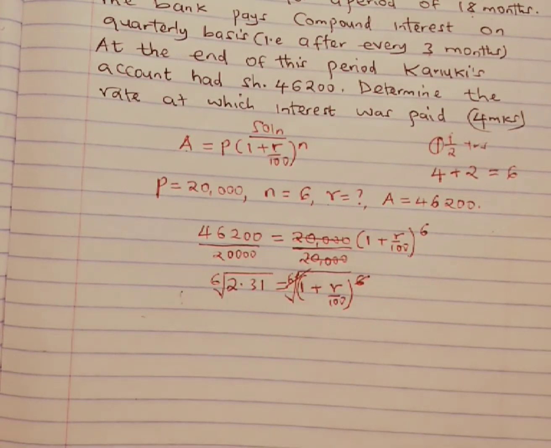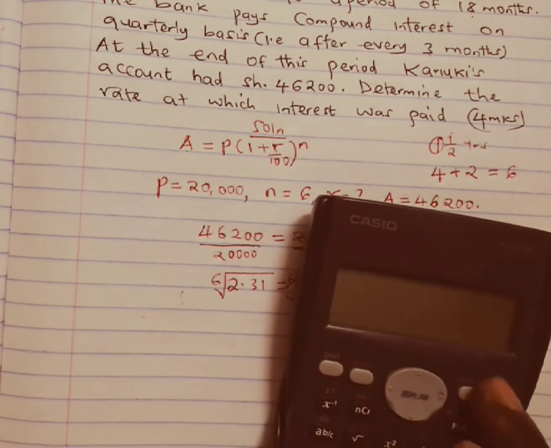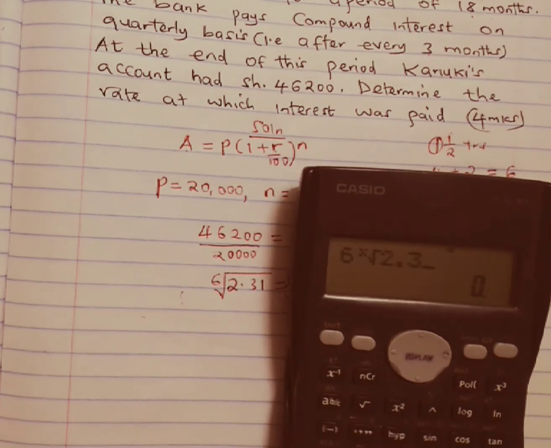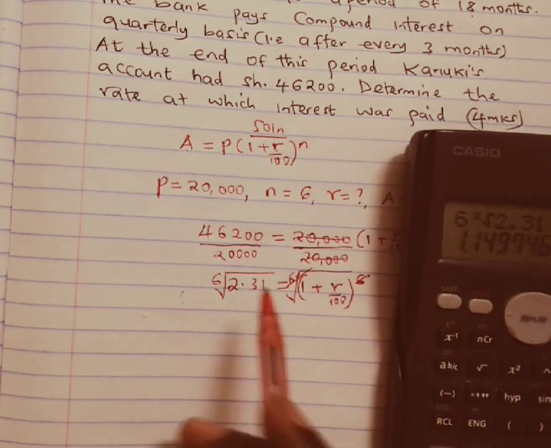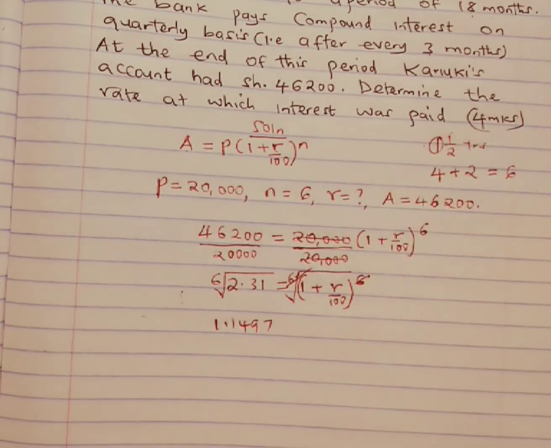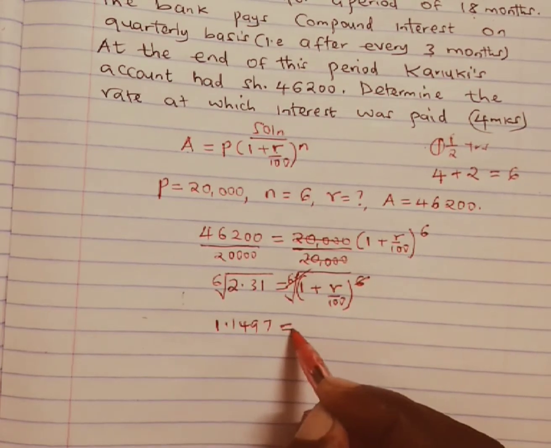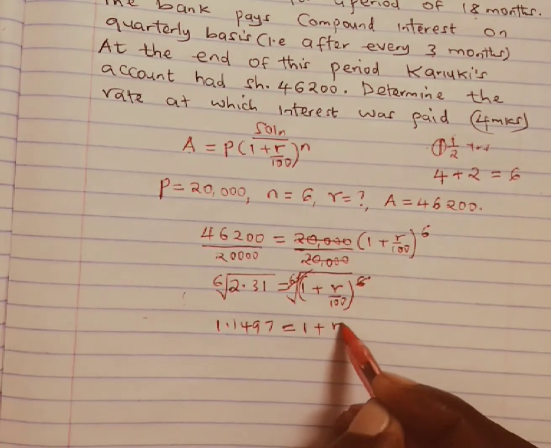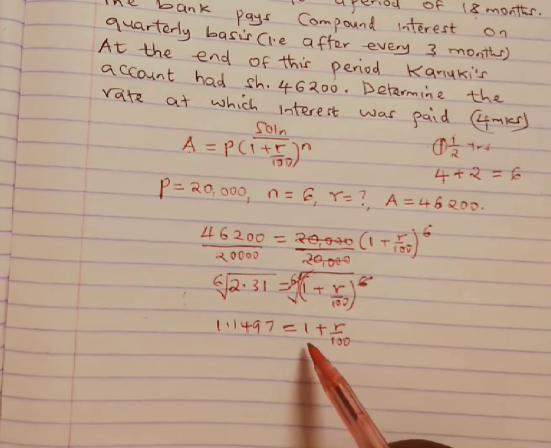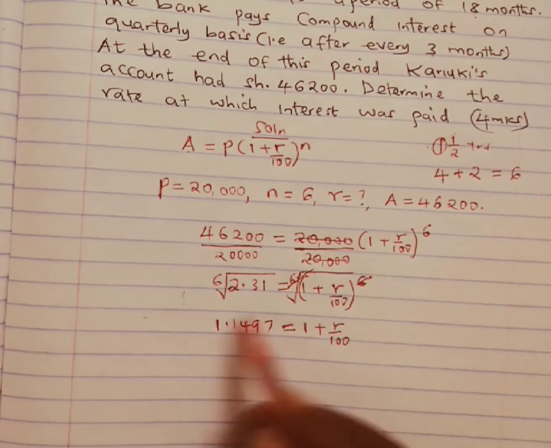So if we find the 6th root of 2.31, how do we get that? Simply press 6, then shift, you come to the raise button, that is the 6th root of 2.31, and that gives us 1.1497 as the 6th root of 2.31, and this one is going to be equal to 1 plus r divided by 100.